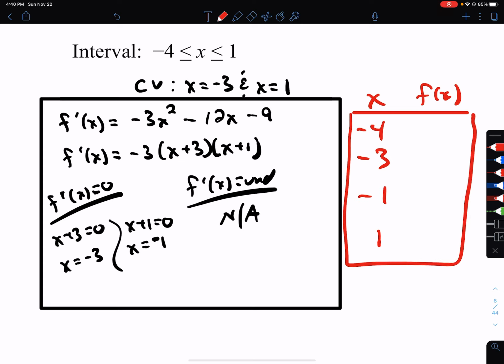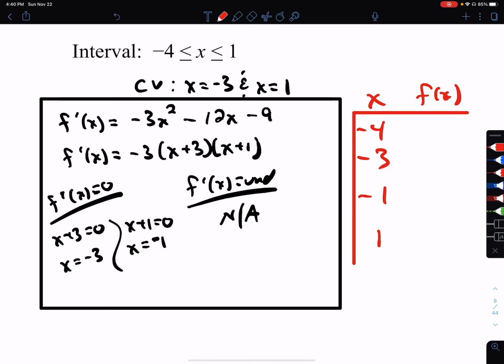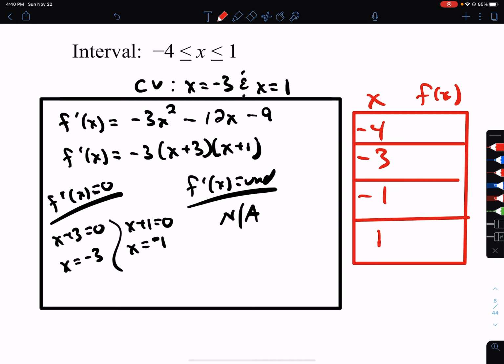If I put this into my calculator, I would find that if I put a -4 in, I would get a 6. We already knew that. If I put a -3 in, we would get a 2. We already knew that. If I put a -1 in, we would get a 6. We already knew that. The only one that's new is this 1. If I put a 1 in, I would get -14.